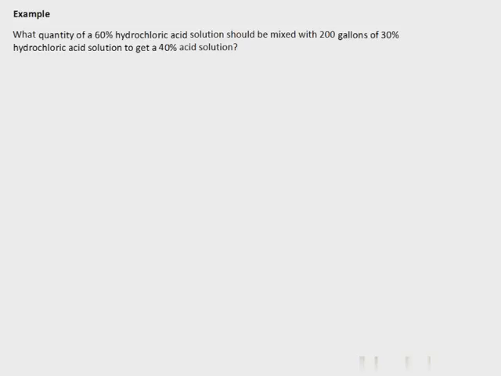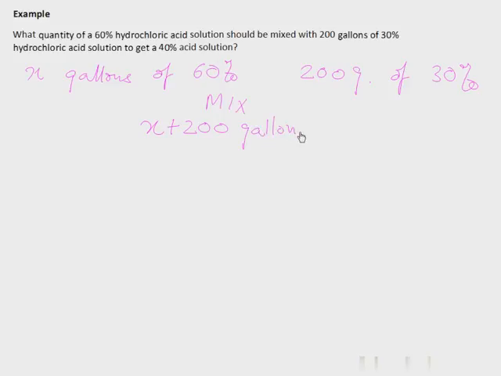What quantity of 60% hydrochloric acid solution should be mixed with 200 gallons of 30% hydrochloric acid solution to get a 40% acid solution? So let's say we have X gallons of 60% and we're given 200 gallons of 30% and we mix them and we finally get X plus 200 gallons of 40%. That's the scenario. We need to find X.